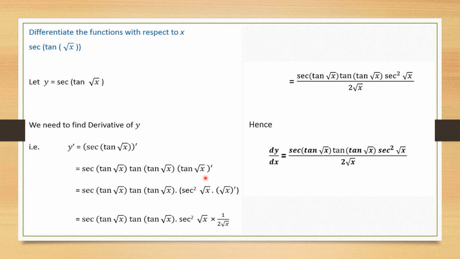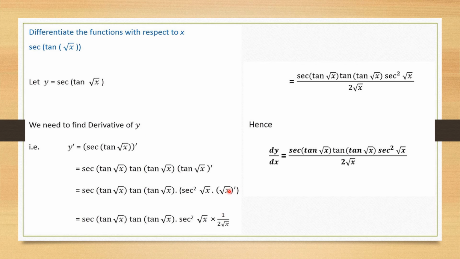Now come here, concentrate here. It will keep on coming like this. So now firstly I should go for the derivative of tan. What is the derivative of tan? Tan is secant square. So it will be secant square root x into d/dx of this root x. This is how the chain rule is applied. Firstly, the secant derivative is secant tan root x into tan root x. Then d/dx of tan root x is secant square root x, and now the derivative of root x.